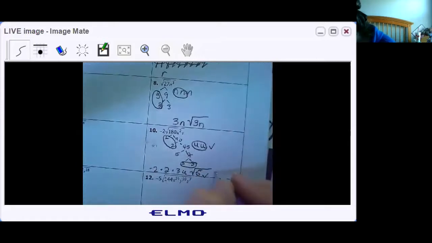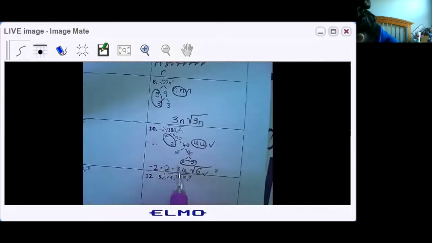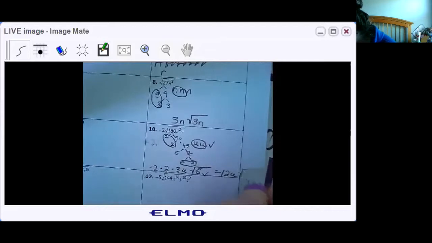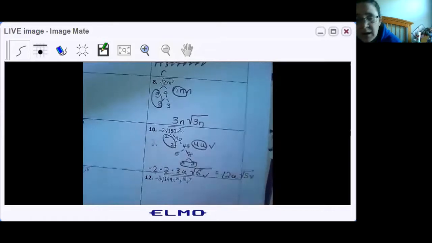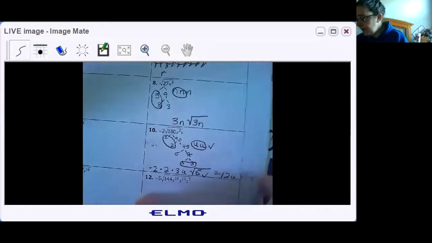So my final answer is -2 times 2 is -4. -4 times 3 is -12u times the square root of 5v. Now, we've always done this. These are square roots, and now how do we move that to cubed roots? Same thing we did the other day.